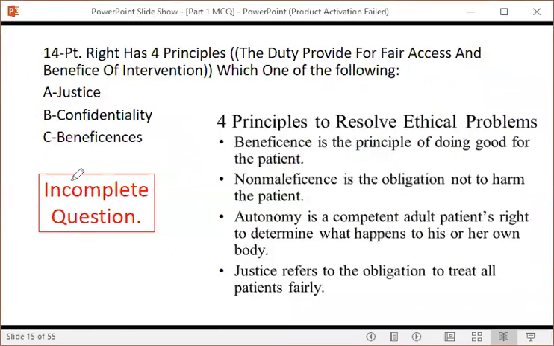Okay. Patient rights have four principles, which are the duty to provide fair access and benefit of intervention. Which one is true? They gave us three examples here: justice, confidentiality and benefits. Anyway, the four principles to resolve an ethical problem are benefits, non-maleficence, autonomy and justice. The four I have mentioned. The one that is not related to them is confidentiality. So I believe confidentiality is the correct answer here, but this question is still incomplete. Okay, guys, let's go to the next.